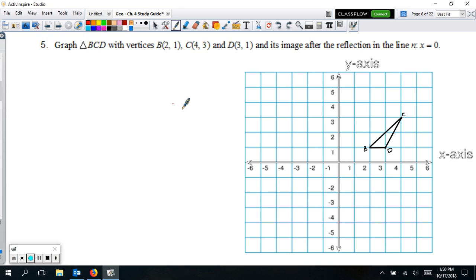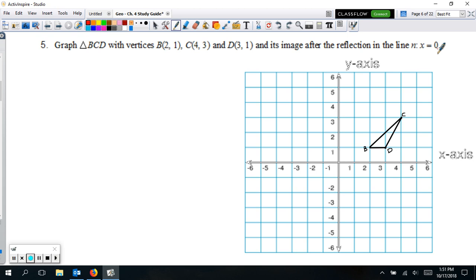Okay, with number 5, we're graphing again. So we had to graph this triangle first. So I already put it on my graph over here. So you want to copy that one down. But then we're also going to graph the image after the reflection in the line x equals 0. So the x equals 0 line, if it's going to go through the x-axis, it's got to be a vertical line going up and down, and x is 0 on the origin.